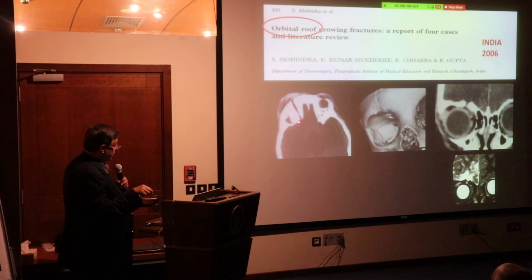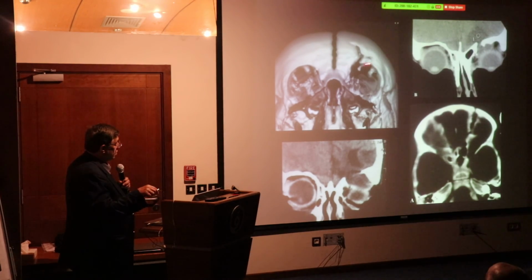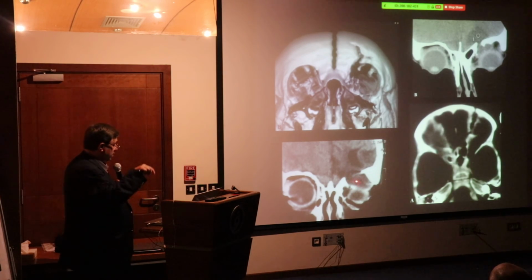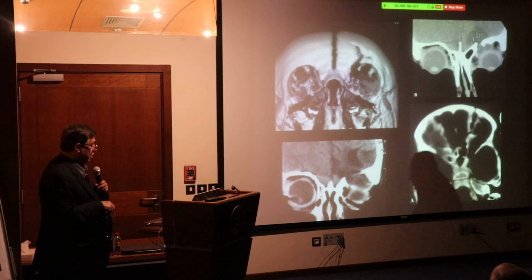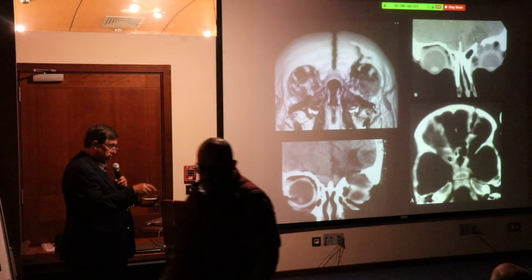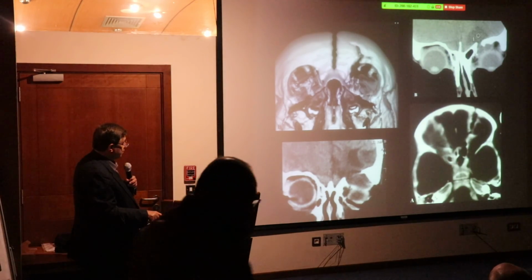Orbital roof starts with fracture, like this, and then it widens, completely causing resorption of the bone. And there is a cyst inside the orbit. And again here we say, what is this? Is this a tumor or what? Or a lesion?